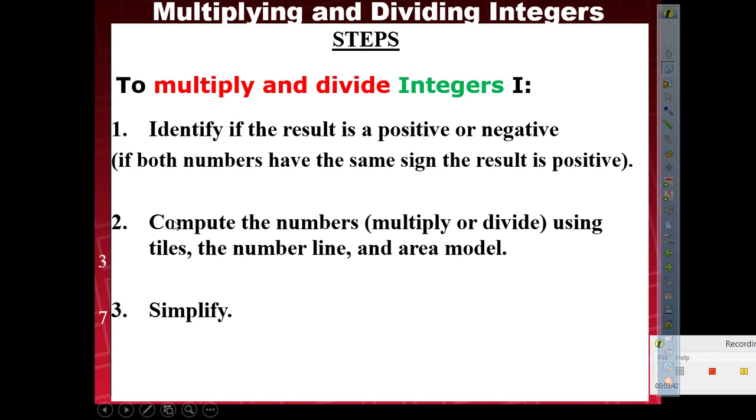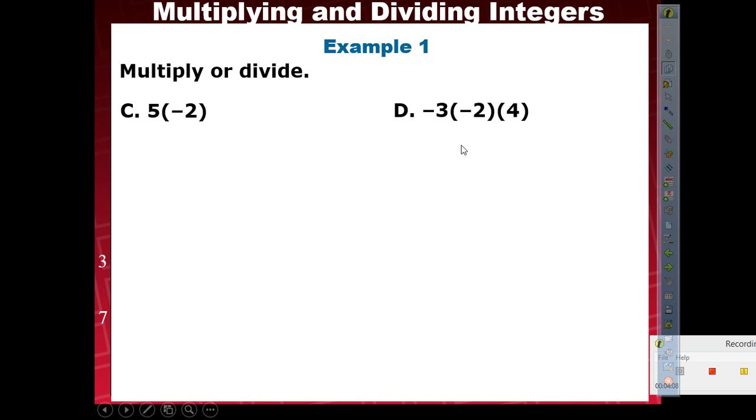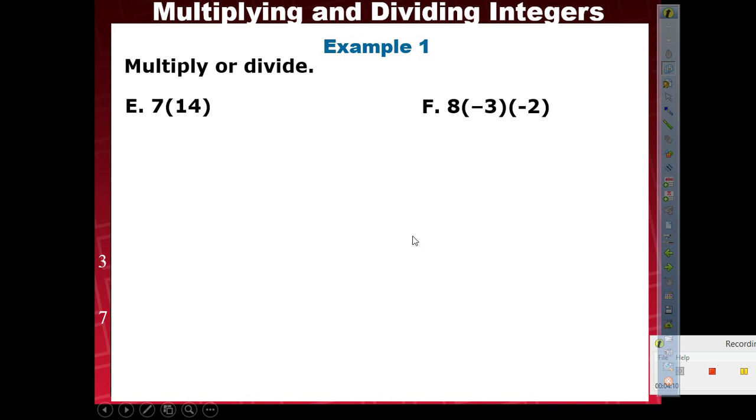Okay, we got that. But then we were going to compute for multiplication. We did tiles, number line, and area model. Today we're only going to divide, and we're going to use the number line. Okay? And at the end, simplify. So, we did these. Is that correct? Copy this one, please. Example 2, 2A and B. Copy those, please, and then we'll go over it together.